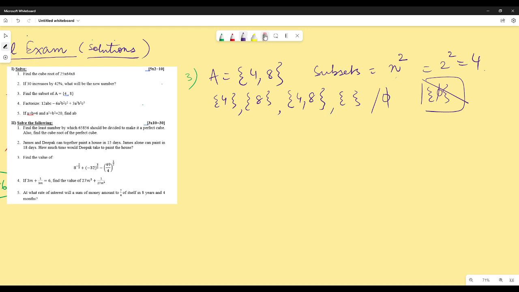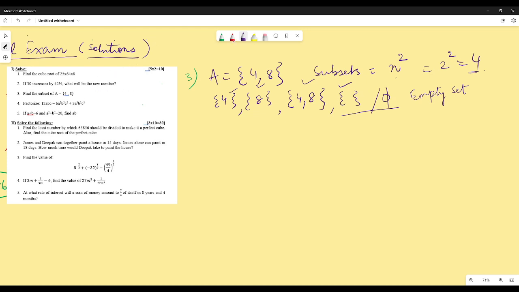So if you are talking about a null set, what you need to do is either write it this way with no element inside the curly brackets, or express it with a phi symbol. That is how you express an empty set. Okay, and you remember that there should be 4 subsets. So we have 1, 2, 3 and 4 subsets here. So that completes our question number 3.